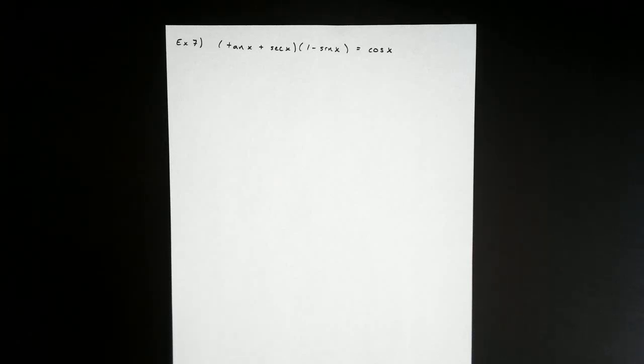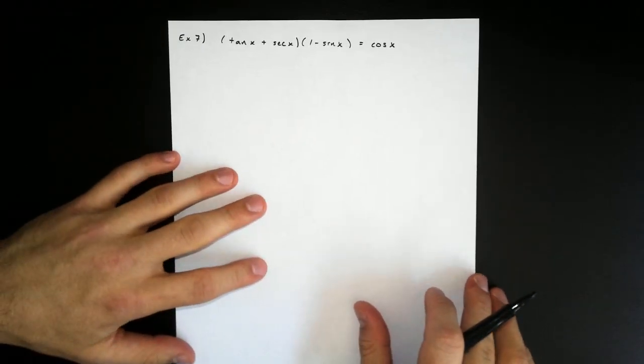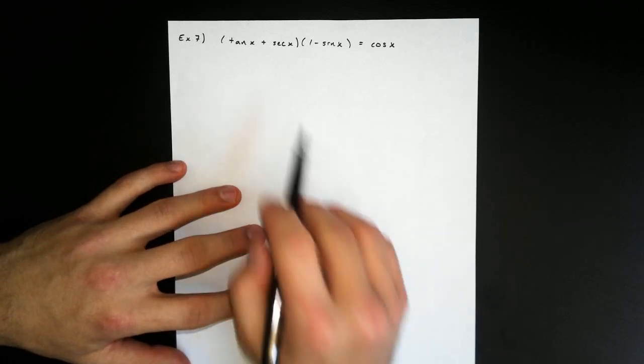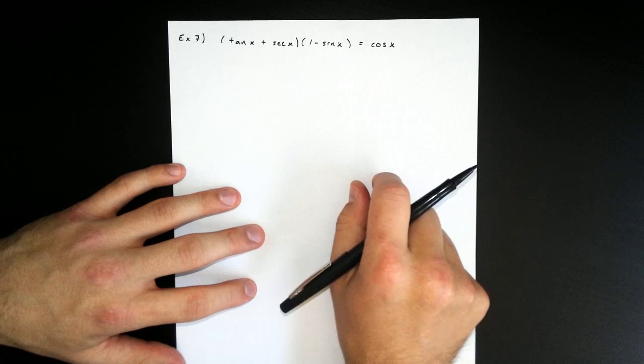Hello everyone, I'm going to take a look at two more trig identities. So, first one, tangent plus the secant times 1 minus the sine, and that's equal to cosine.